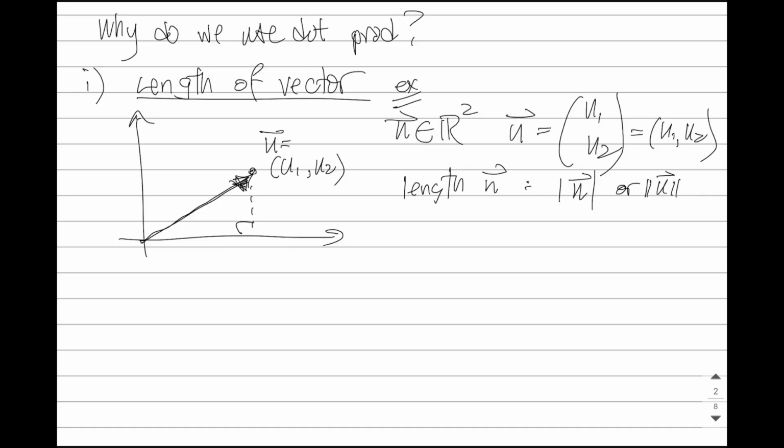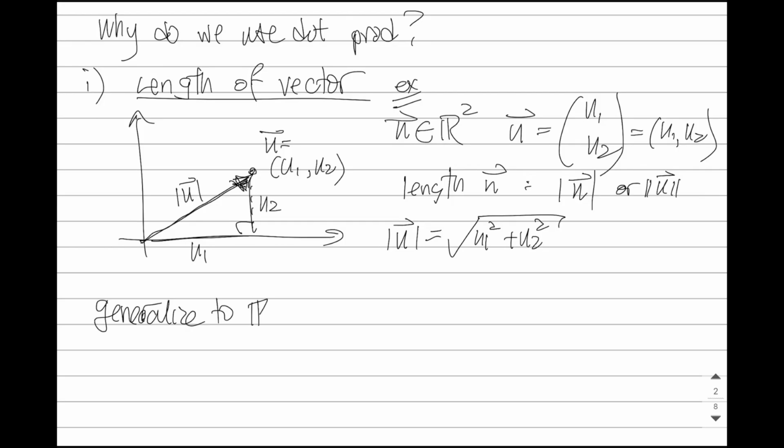When you've got coordinates of a point like this, you can draw yourself a right triangle. There's u1, there's u2, and the length of the vector would be up here. The length of the vector is just going to be the square root of u1 squared plus u2 squared. If we generalize this to Rn, then we'll say that the length of the vector is just the square root of the sum of the squares of all the components of the vector.